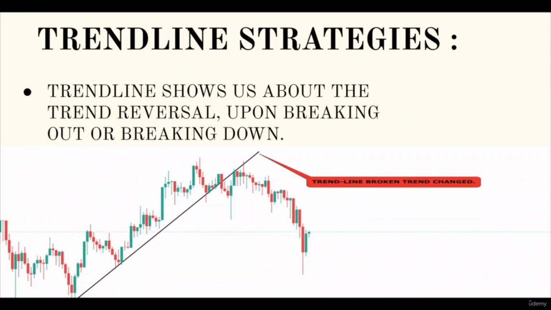A trend line shows us the trend reversal upon breaking out or breaking down. As you can see, this is an uptrend. The price is getting tapped each time and then bouncing back. Whenever the trend line gets broken, it indicates a trend reversal. And as you can see, the price then dropped all the way down. The price was in an uptrend, the trend line got broken, retested, and now it's heading towards the downside. So the trend line shows us the trend reversal.